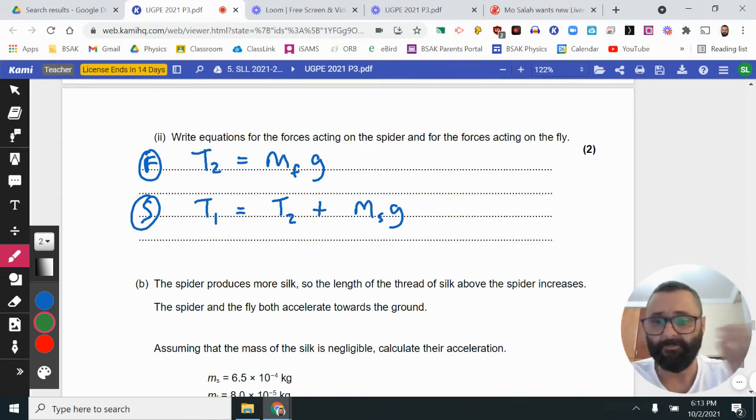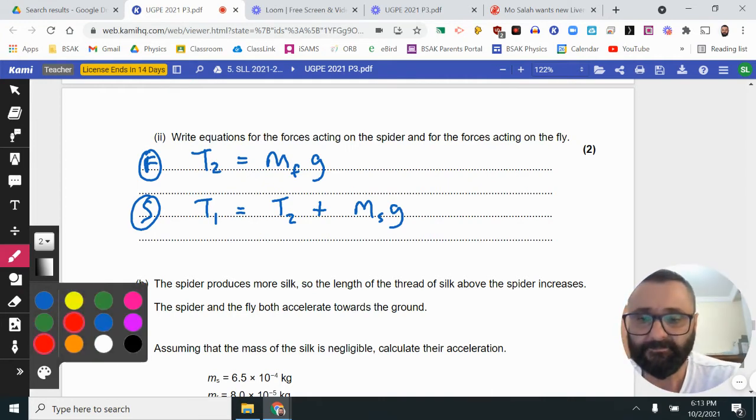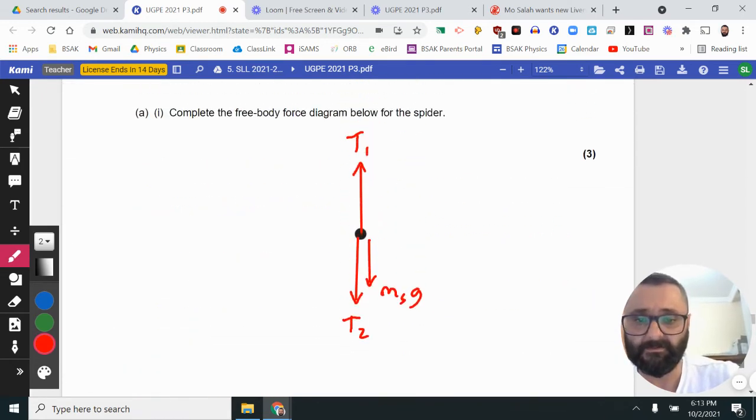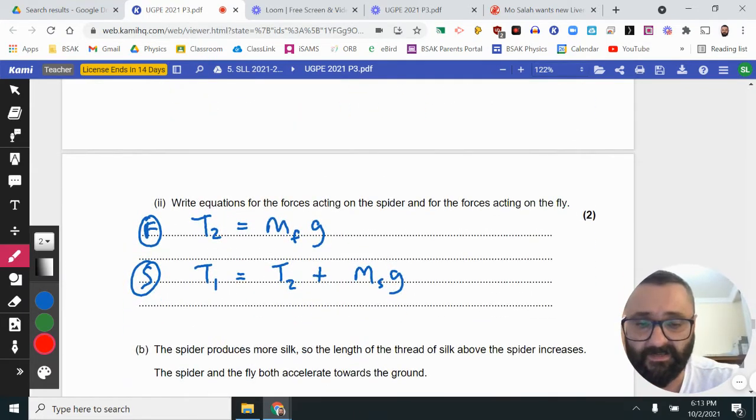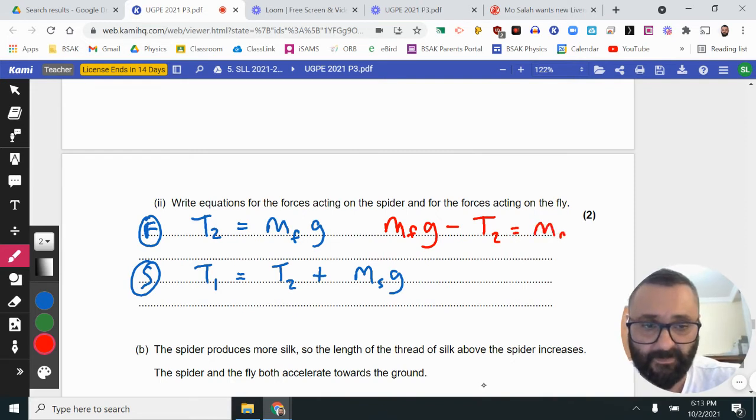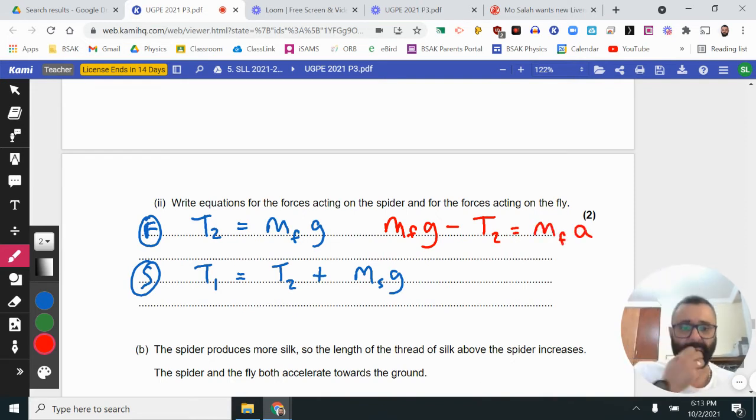So if the fly is accelerating, what force have we got going down? It's the MFG going down, isn't it? So if the fly is accelerating down, the resultant force, that's the weight minus T2, is going to be equal to the mass of the fly times acceleration. So the fly is now accelerating downwards.